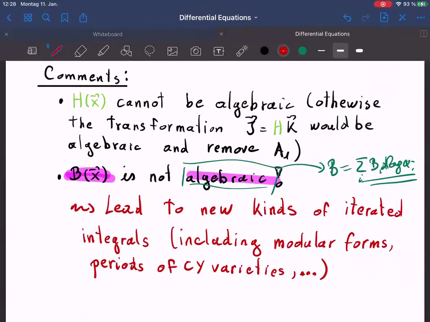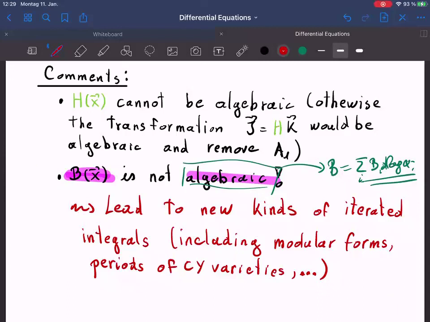Now, what will happen is that this matrix B will involve other objects. It would not just be D logs. But instead, what it will involve is things like, so someone posed a question in the chat, do we know examples of these non-algebraic H? Yes, that is what I'm just about to say now. For example, the matrix B would involve things called modular forms. So it would involve periods of Calabi-Yau varieties. In general, the H would be the periods of some algebraic variety.